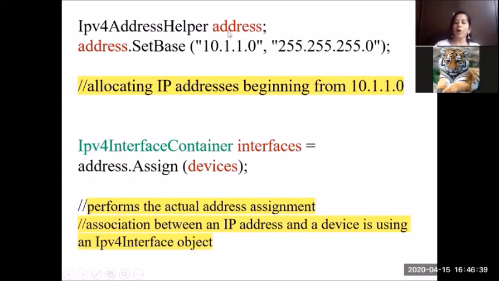Address is the object for the IPv4 address helper. So if I have to assign IPv4 addresses, the IP addresses for the interfaces, I'll use this object address and a method called assign. What it does is assign the addresses to the devices. The devices are created in this helper. So the interface container, I'll create interfaces.